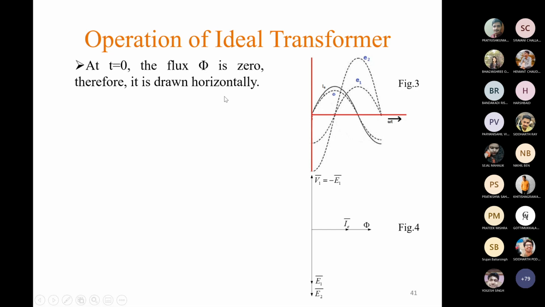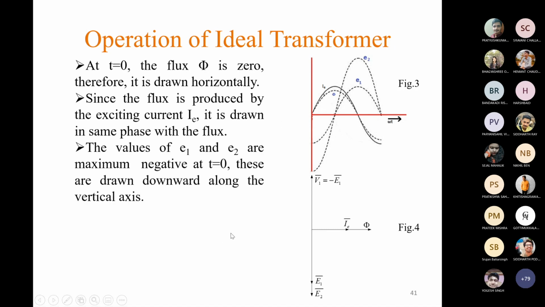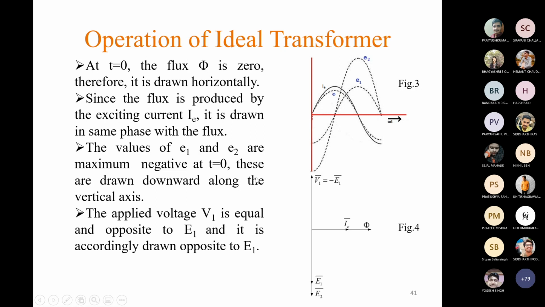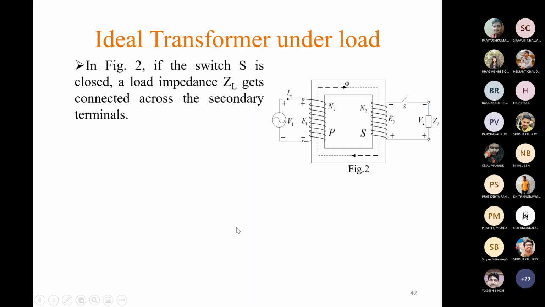At t equals 0, the flux phi is 0 and it is drawn horizontally, and the current is in the same phase. E1 and E2 are drawn downward because they lag the flux phi by 90 degrees, and V1 is opposite to E1, so it is in the vertically upward direction. Now the same transformer under loaded condition, that means this switch is now closed. If we close this switch, what will happen?